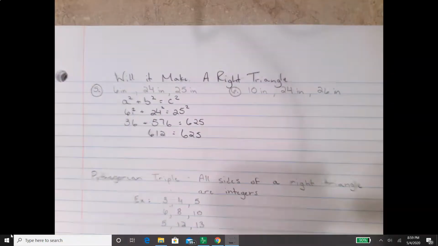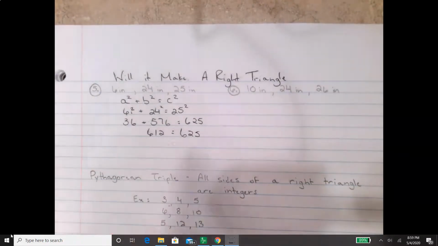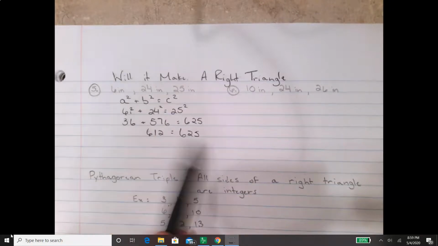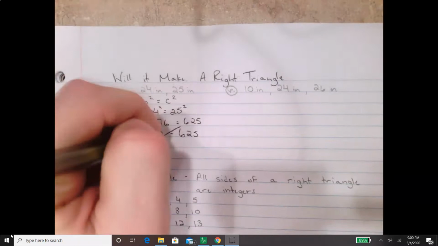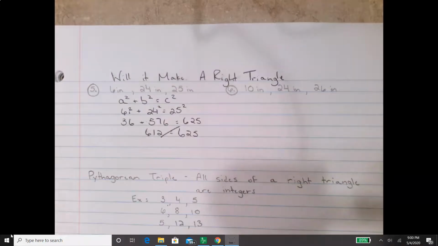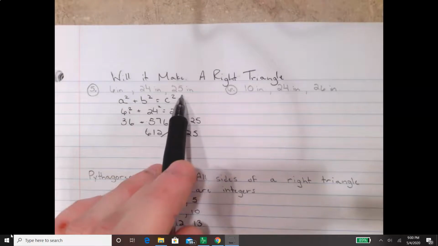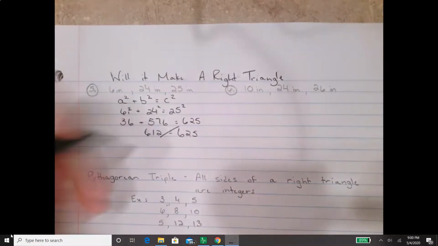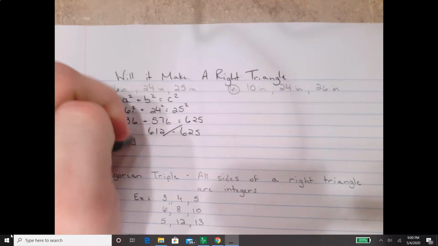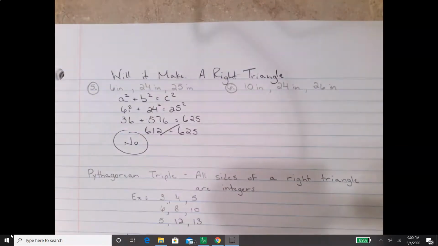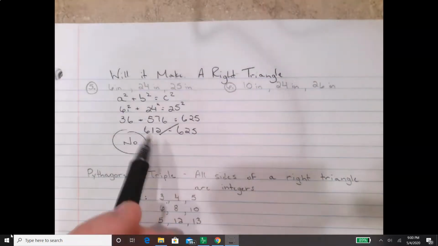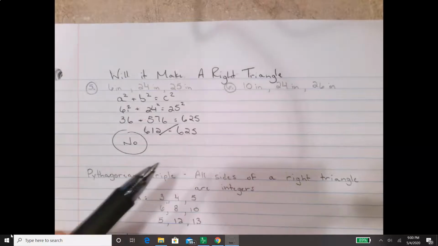If I continue this on, and I have 612 is equal to 625, I know off the bat 612 and 625 are not the same number. So these two would not be equal to one another. So whenever you're asked, will these 3 measurements make a right triangle, the answer is no. And they will not because they're not equal to one another. The left side and the right side are not the same.